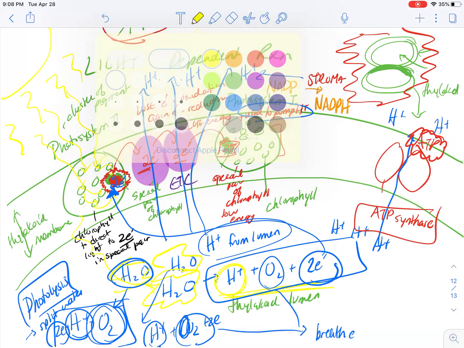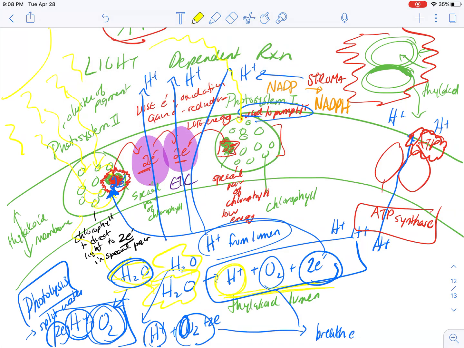What high energy electrons is it carrying? Here's sunlight hitting photosystem 1. All this energy from sunlight is being transferred to these 2 electrons, and these 2 electrons become energized. Remember, they were low energy, but these chlorophyll pigments re-energize them. These 2 energized electrons jump to the NADP, and now this NADP becomes energized NADPH.